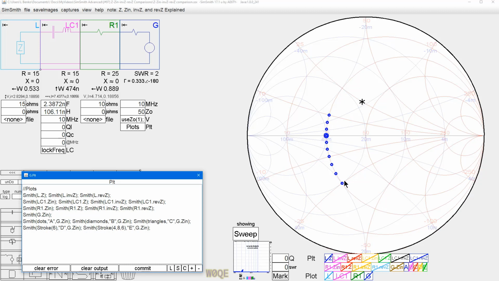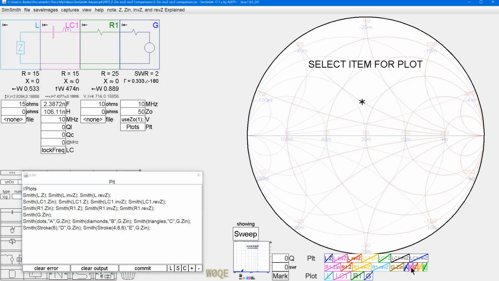And they represent the line that would have appeared if we had plotted a line. These are the individual points that were actually asked for, and SimSmith did the filling in of the blanks. And we said plot dots. Let's look at the second one.